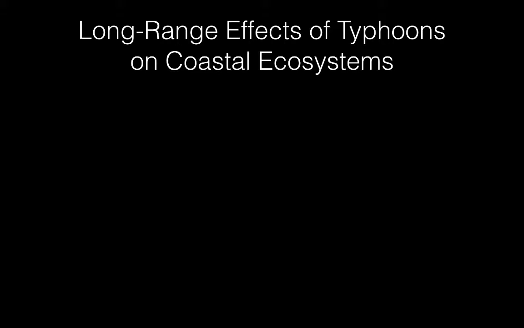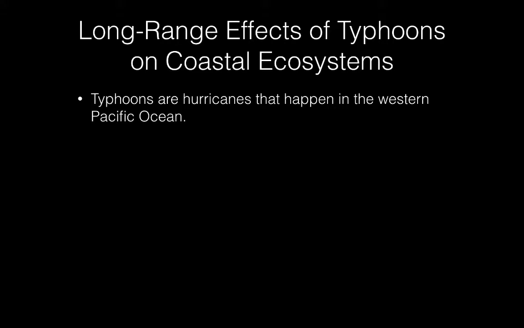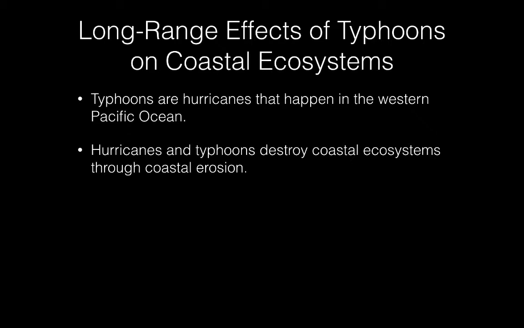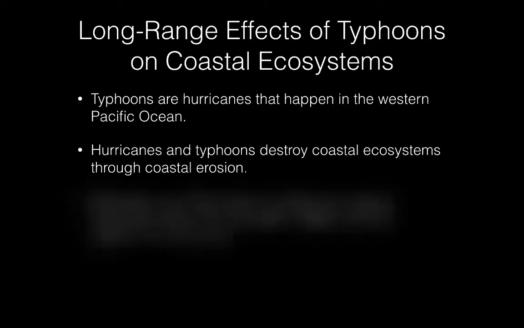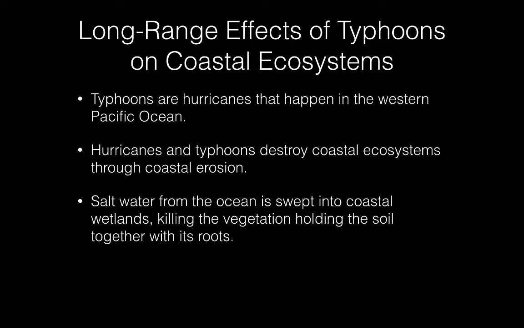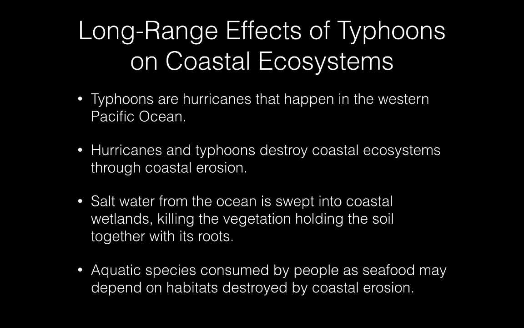Long-range effects of typhoons on coastal ecosystems. Typhoons are hurricanes that happen in the western Pacific Ocean. Hurricanes and typhoons destroy coastal ecosystems through coastal erosion. Salt water from the ocean is swept into coastal wetlands, killing the vegetation holding the soil together with its roots. Aquatic species consumed by people as seafood may depend on habitats destroyed by coastal erosion.